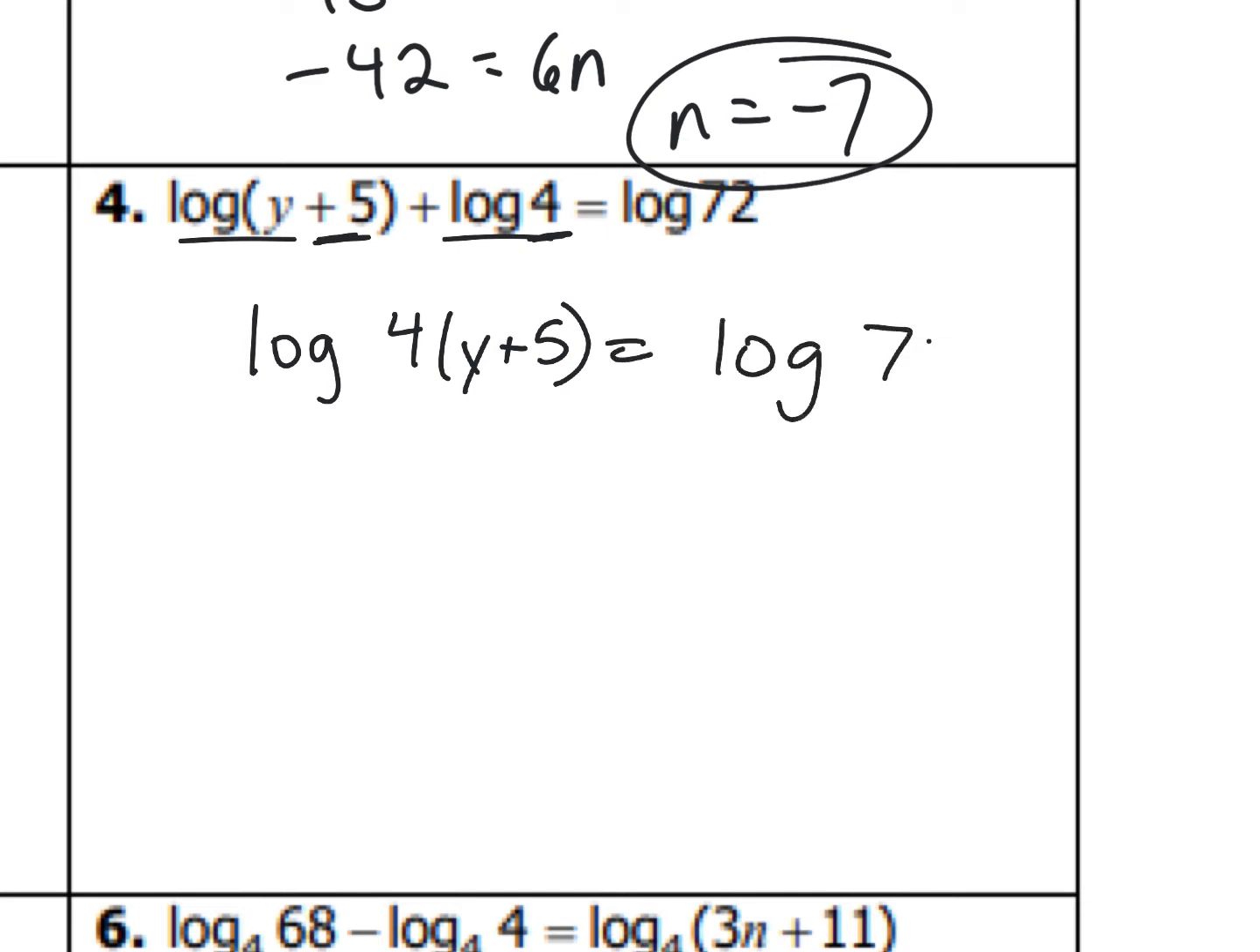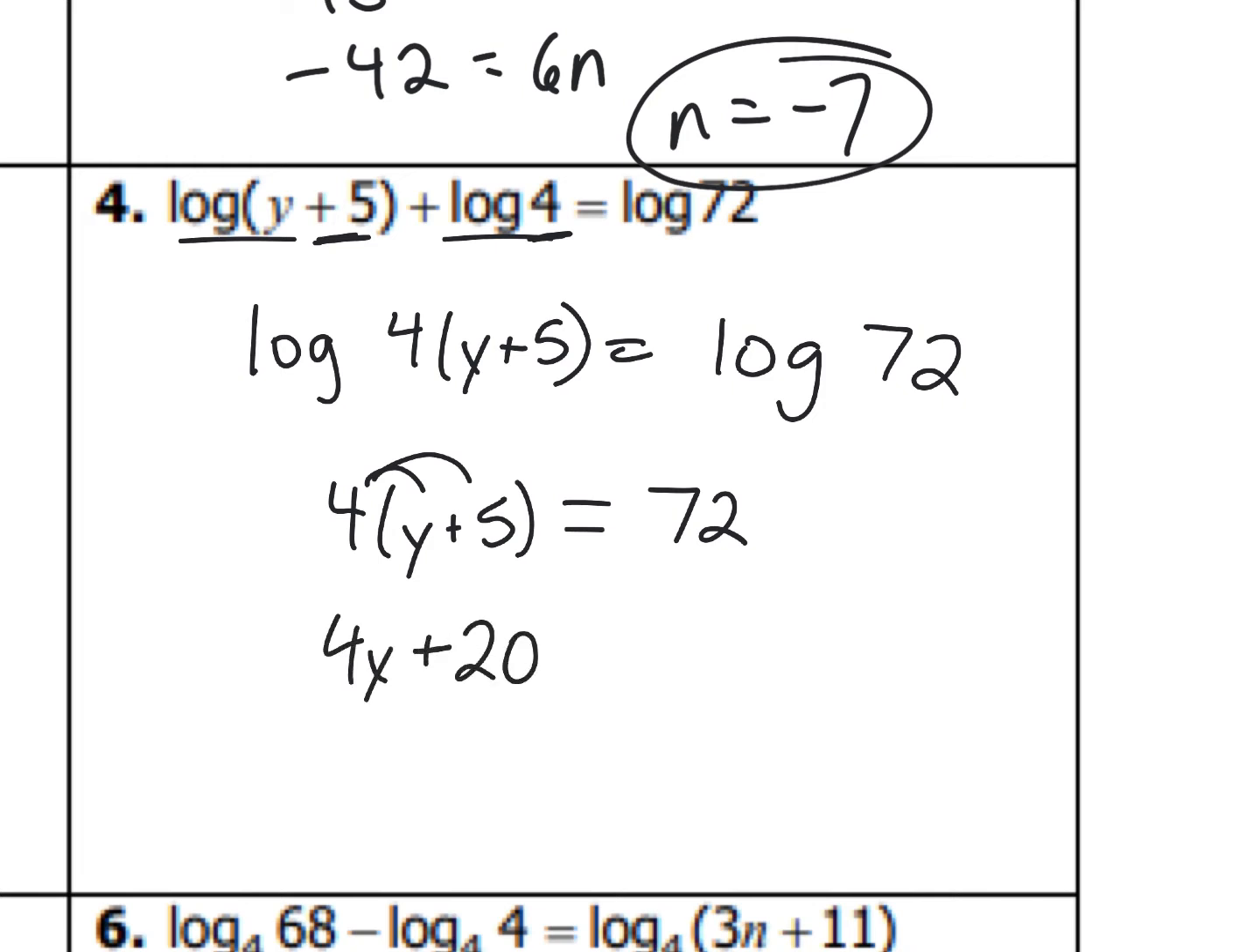Equals log of 72. Now I have one log on each side, right, with the same base. So I can just set their a values equal to each other. And just like Catherine said, we just have to distribute and solve. So this 4 goes to the y, goes to the 5. So 4y plus 20 equals 72.